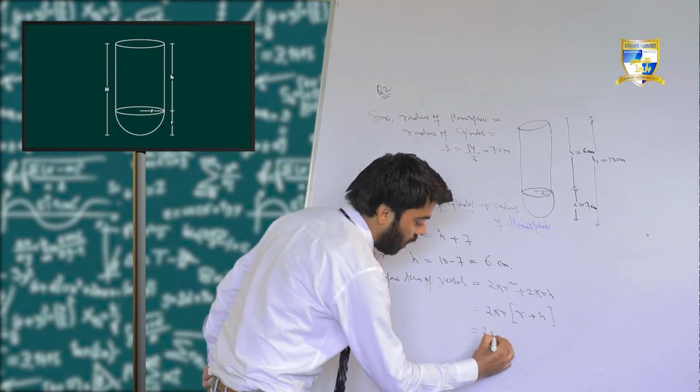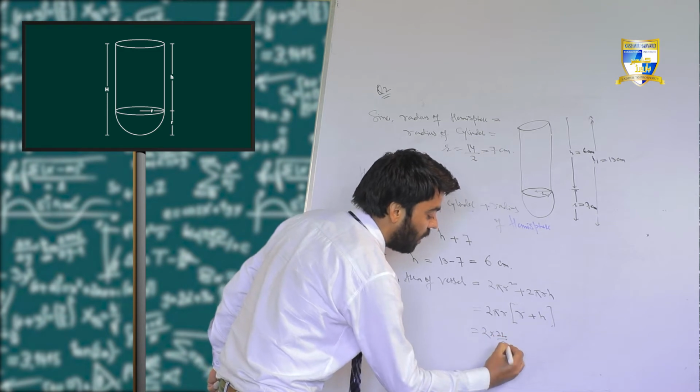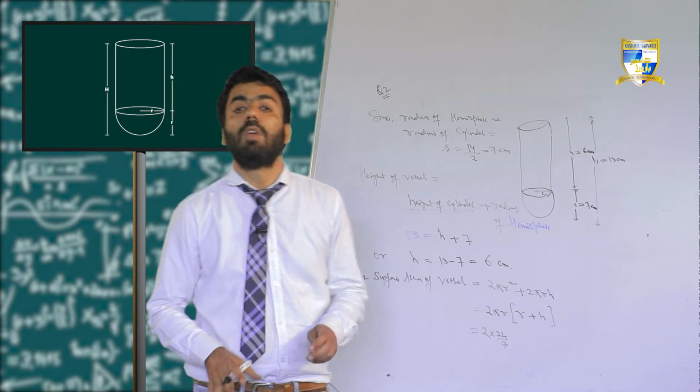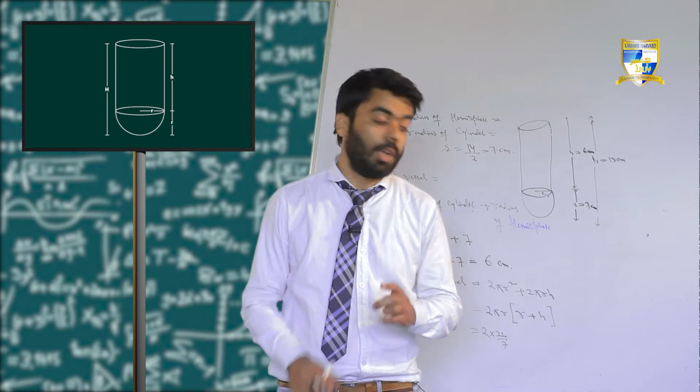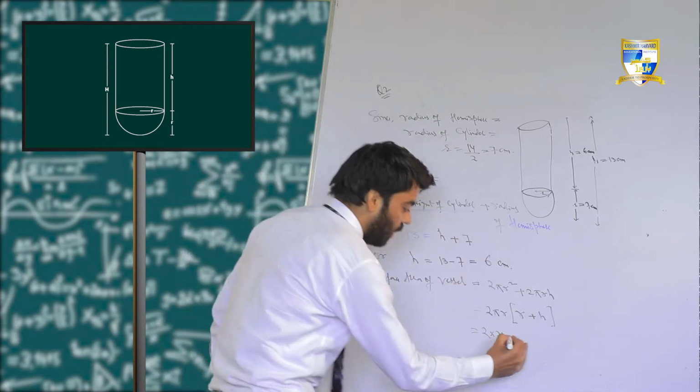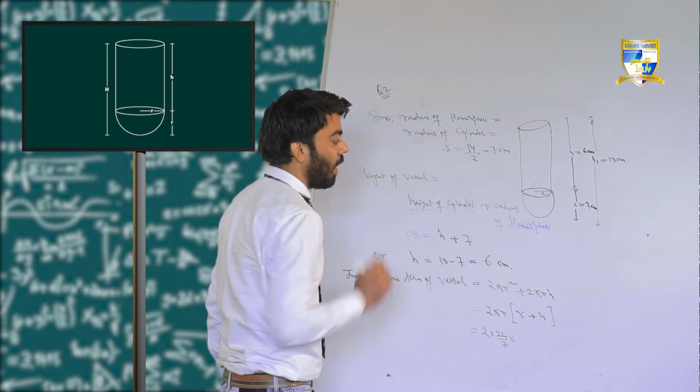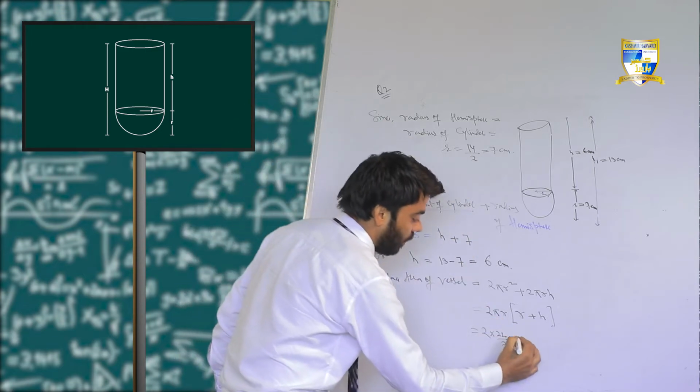You have here 22 by 7, the value of pi, because in the exercise it is written to use pi equivalent to 22 by 7. Then you have the r. What is the value of r? R is equivalent to 7.